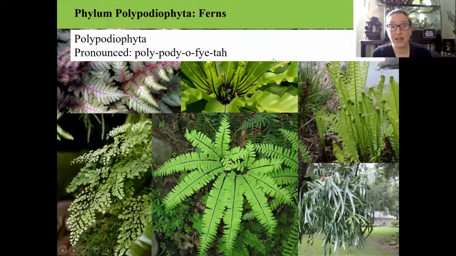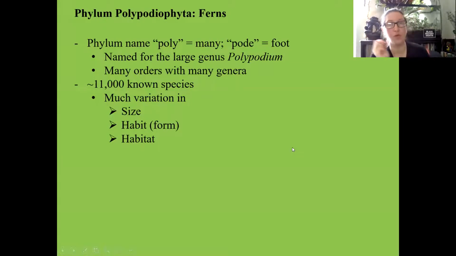The ferns are in the phylum Polypodiophyta. That's how you say that. And they are one of my favorite plants, probably, if not my favorite. I almost would have just studied ferns only because they're just so cool. The name Polypodiophyta comes from the words poly, which means many, and then podi, which means foot. So it's the many-footed plants.